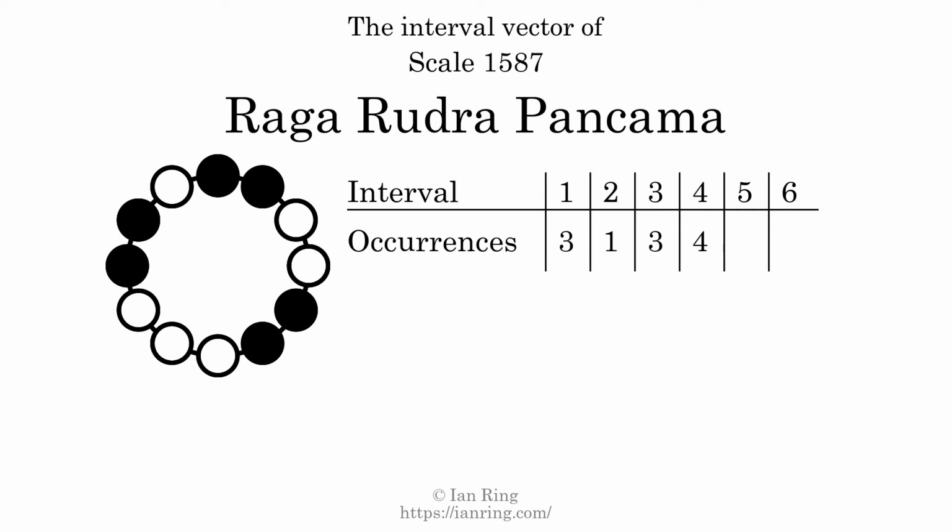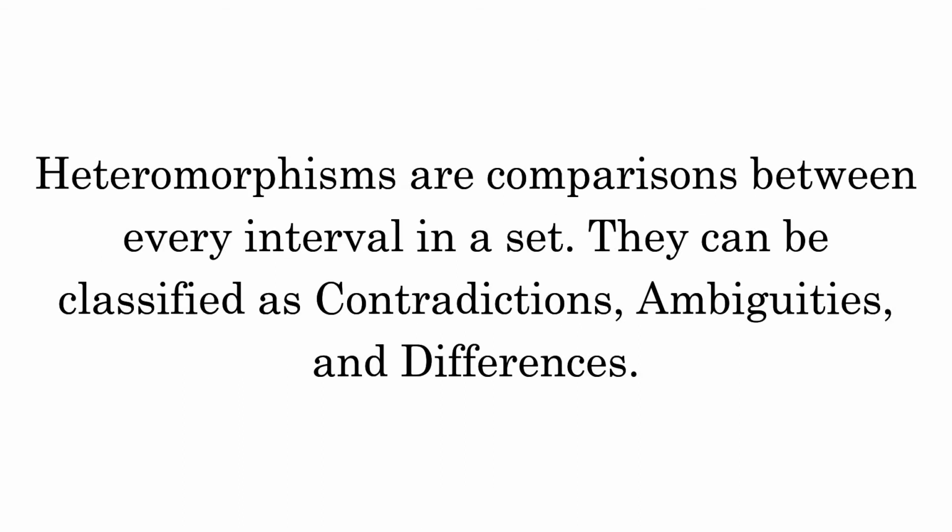There are 4 intervals with the size of 4 semitones. They are here, here, here, and here. There are 3 intervals with the size of 5 semitones. They are here, here, and here. There is 1 interval with the size of 6 semitones. It is here. Each interval does not appear in this scale a unique number of times, so this is not a deep scale.